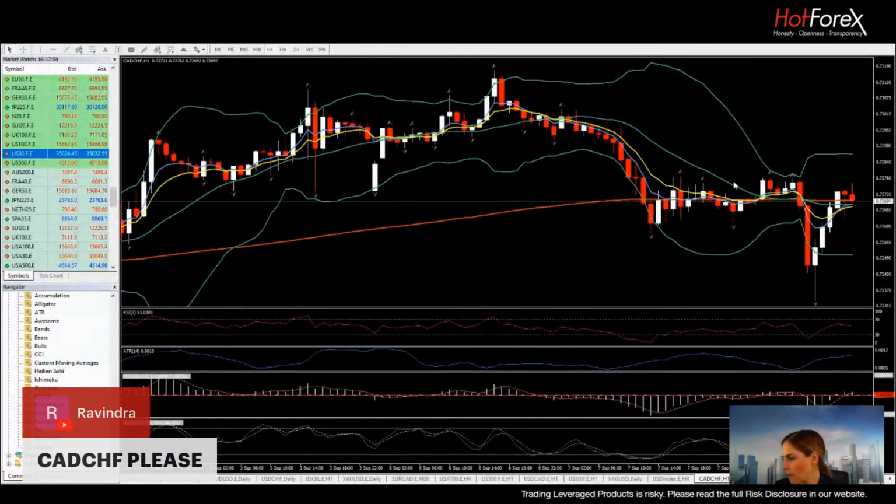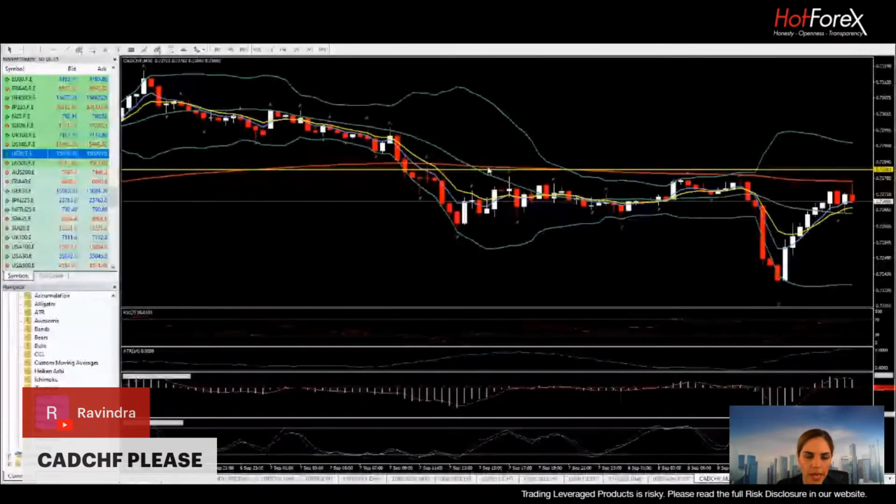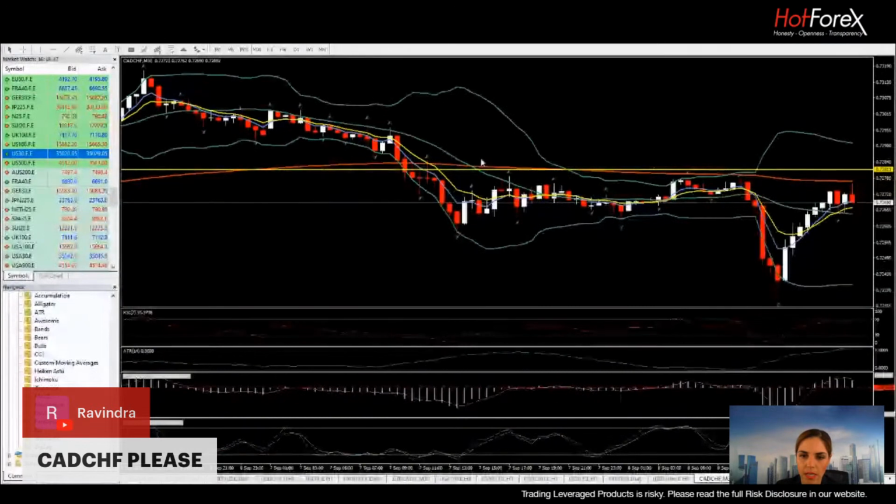Nothing really interesting, I'm afraid, dear Ravindra. I don't know why you mentioned Cat Swiss. The only thing I can do is go down to the 30-minute chart, and the only way I could help you is tell you that this is a key retracement level. The 0.7280 is a key retracement level.